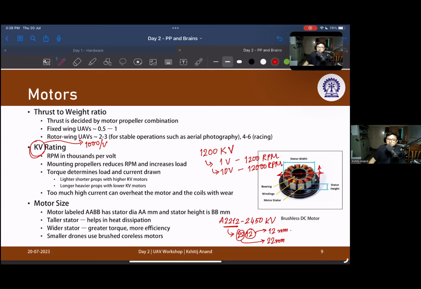Small drones use brushed coreless motors. I just wanted to mention this here because a lot of times, I'll repeat the 2212 significance in a short one.